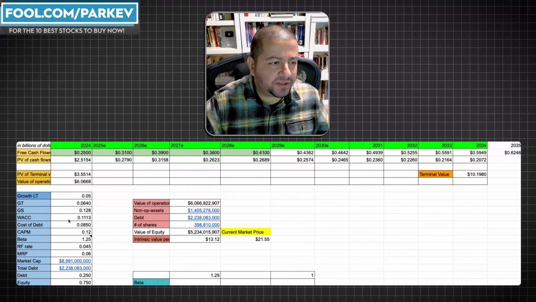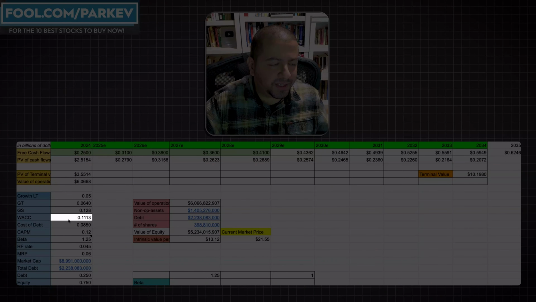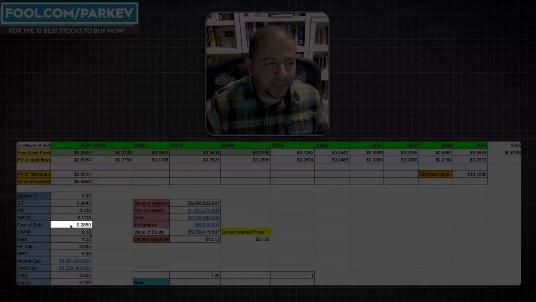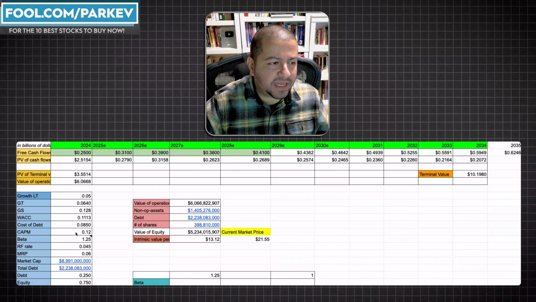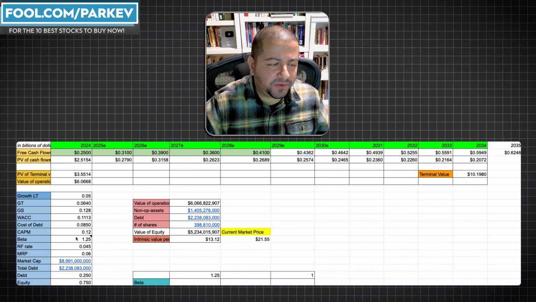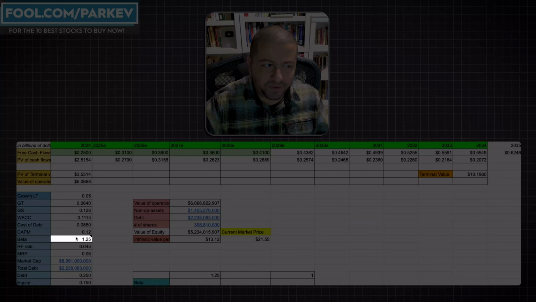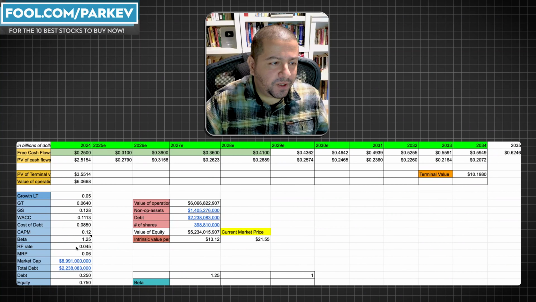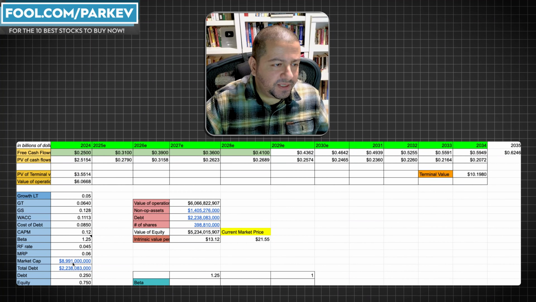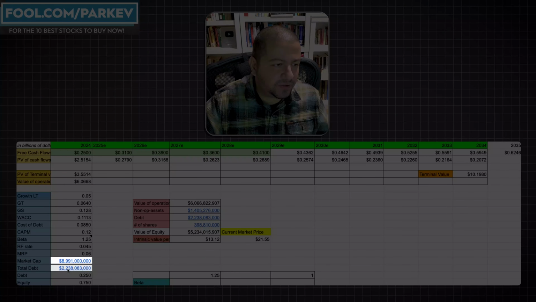Now, the weighted average cost of capital, 11.13%, I arrived at by utilizing a cost of debt of 8.5% for Unity and a capital asset pricing model cost of equity at 12%. The beta I used for Unity Software is 1.25, a risk-free rate of 4.5%, and a market risk premium of 6%. The market cap of the company is $9 billion and it has $2.238 billion in debt.